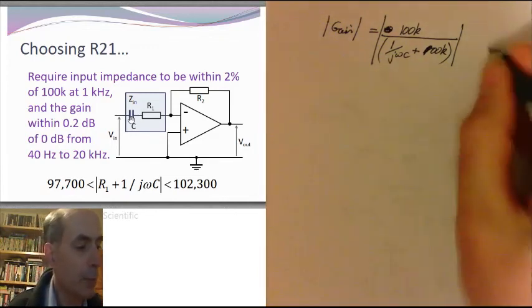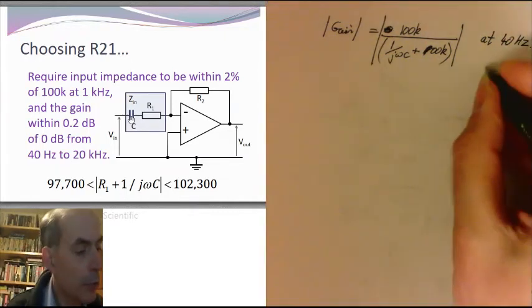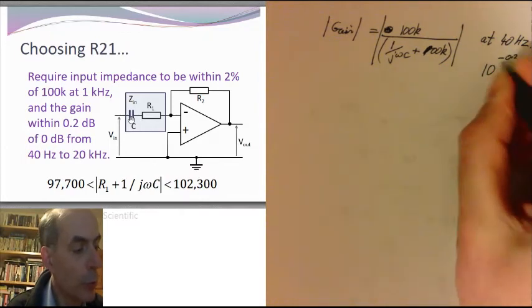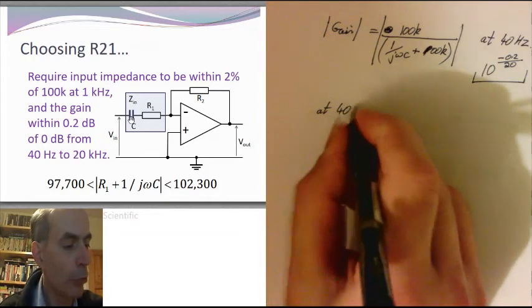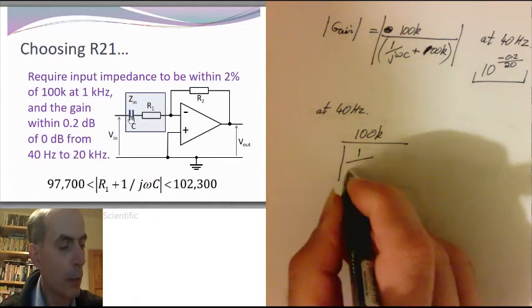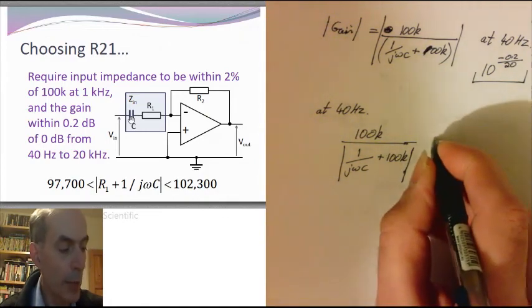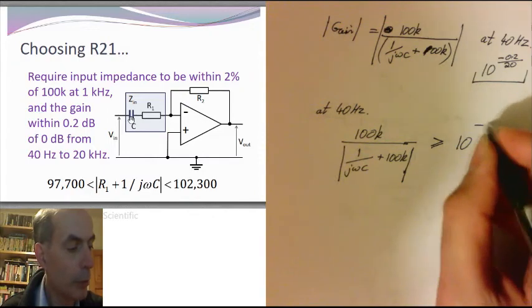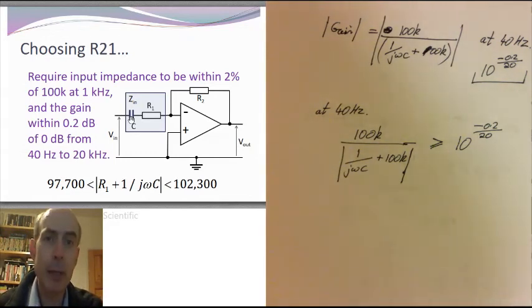And I want that gain at 40 Hertz to be no less than 10 to the power of minus 0.2 over 20, because that would be 0.2 dBs down on 0 dBs. In other words, at 40 Hertz, I need 100K over the magnitude of 1 over j omega c plus 100K to be greater than or equal to 10 to the power of minus 0.2 over 20. And then it's just doing some algebra on that. I think I might leave that as an exercise for you.